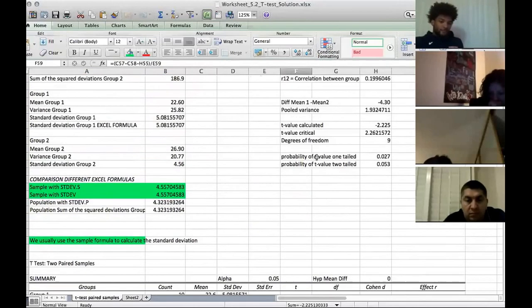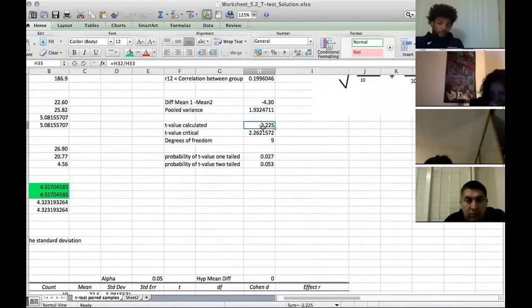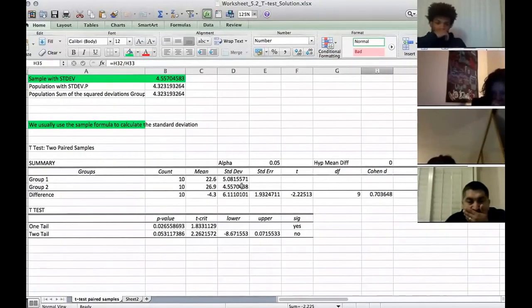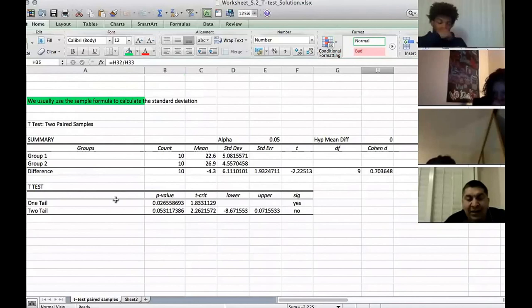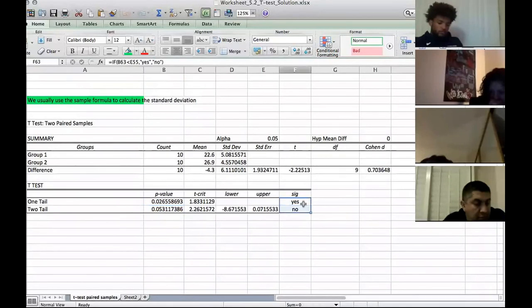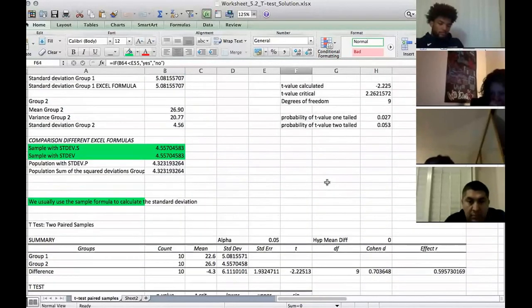Let's go look up here. Did we do it right? T calculated minus 2.225. All right, we're good. And now we get the probability, the P-value: 0.026 for one-tailed and 0.053 for two-tailed. Then you also get the result here. Yes, for the one-tailed, we reject the null, and no, for the two-tailed, we retain the null. So this was the paired samples t-test.